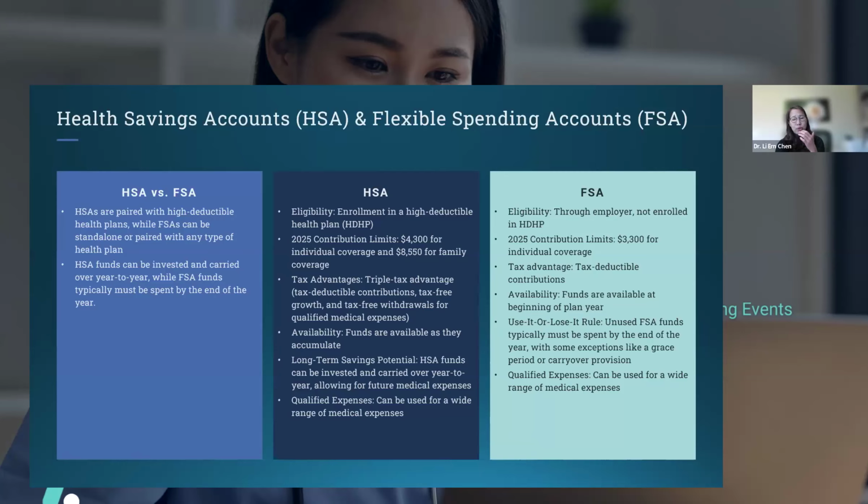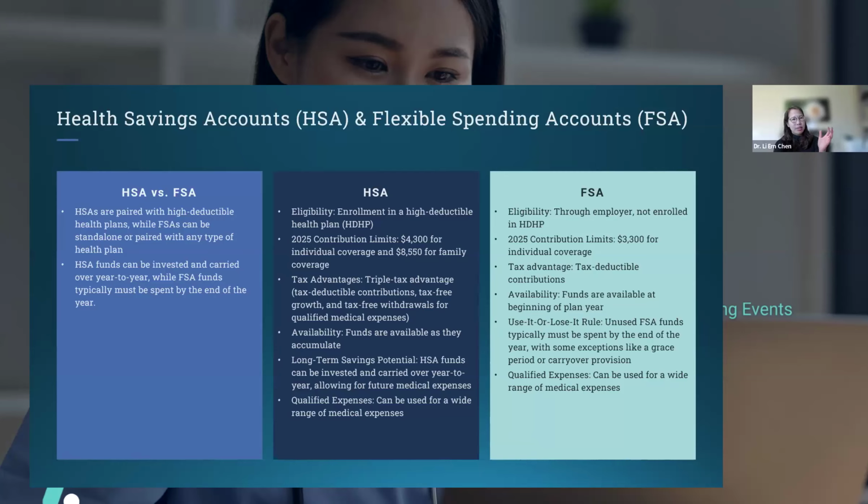And if you don't use what you put in that year, it rolls over to the next year. It's sort of like a healthcare bank account. And so you keep that money. It's your money and it rolls with you. If you leave your employer, you still have access to it. It's yours, right? And what you can use it for is a huge range of expenses.